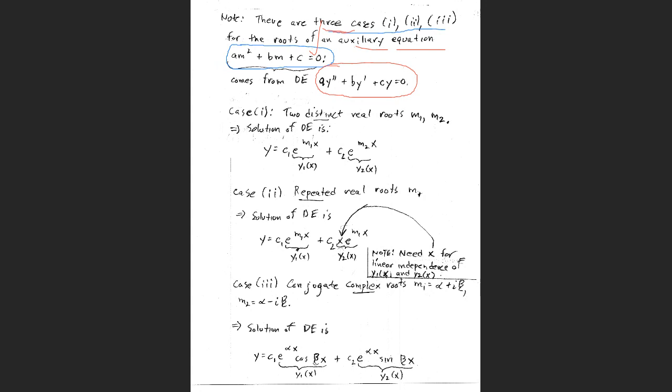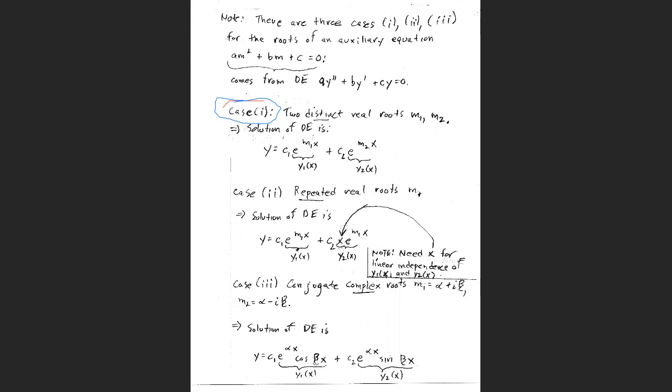In the book, they go into some detail on proving this, but I want you to just sort of intuitively be comfortable with it. So first of all, case one, when you have two distinct real roots.